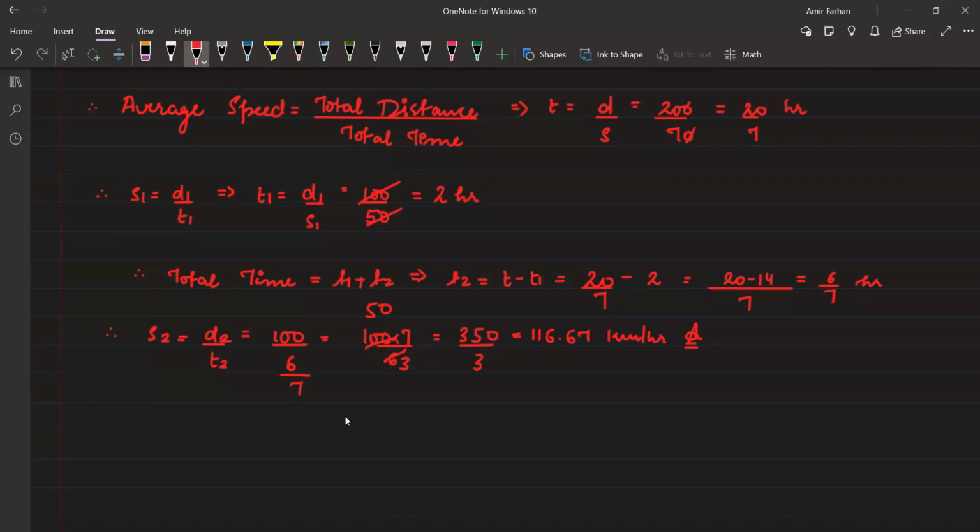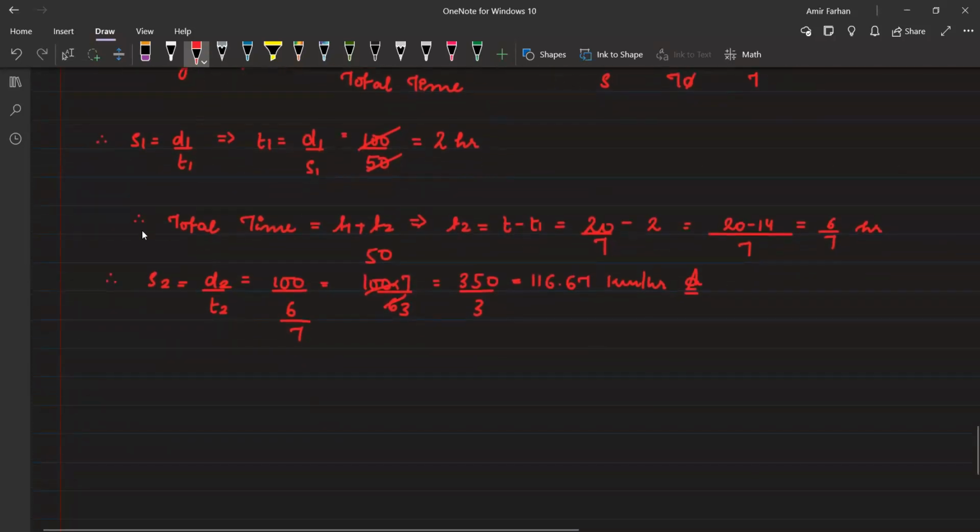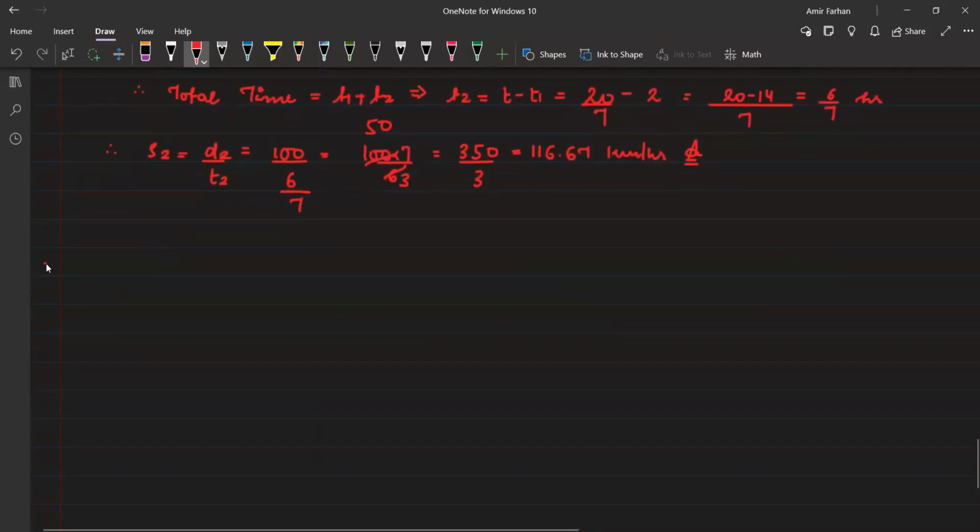Okay, so now it's time to move on to the next topic. So let's understand what uniform speed and uniform velocity are.